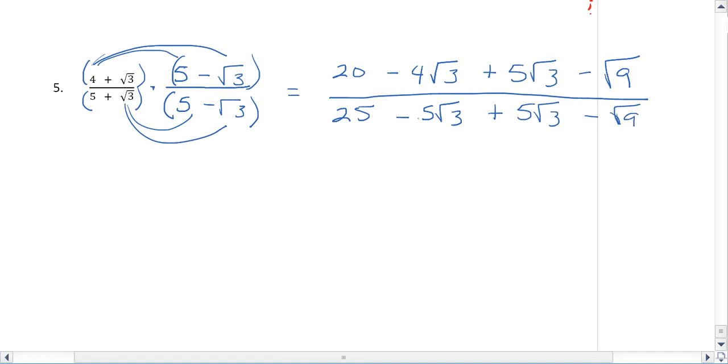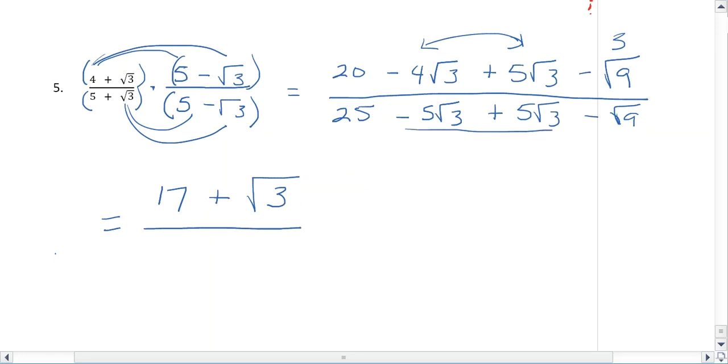Okay, now let's simplify both the numerator and the denominator separately from one another. So this square root 9 is 3, and 20 minus 3 is 17. And these two are like terms. Negative 4 square root 3 plus 5 of them is 1 left. So this is 17 plus square root of 3 for the numerator. Now looking here in the denominator, these two add to 0, so they're gone. This is a minus 3, and so I end up with 25 take away 3, which is 22.